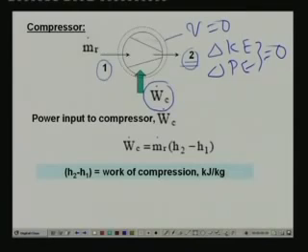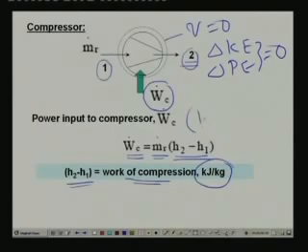Okay, and W dot C is the power input to the compressor. If you again apply the steady flow energy equation, you find that the power input to the compressor W dot C is nothing but m dot R into H2 minus H1, where H2 minus H1 is the enthalpy rise across the compressor. This H2 minus H1 is known as work of compression, and it has units kilojoule per kg, whereas the power input, as you know, is in units of kilowatts.